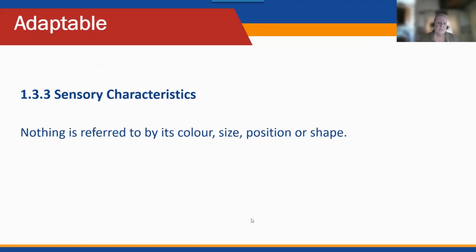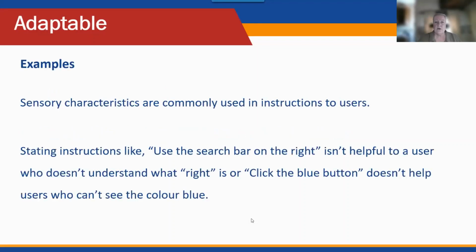Also, another thing is you can't refer to things by color, size, position, or shape. And here's why. Sensory characteristics are commonly used in instructions for users, but some people maybe have cognitive disorders, or sometimes you say use the search bar on the right. They might not understand what right means, meaning direction right, or click the blue button. Maybe some users can't see the color blue. So you have to take that into consideration when creating instructions for your users.